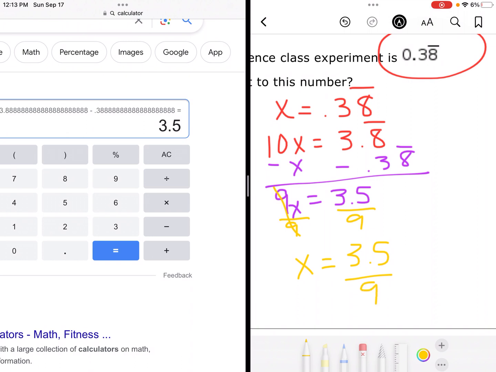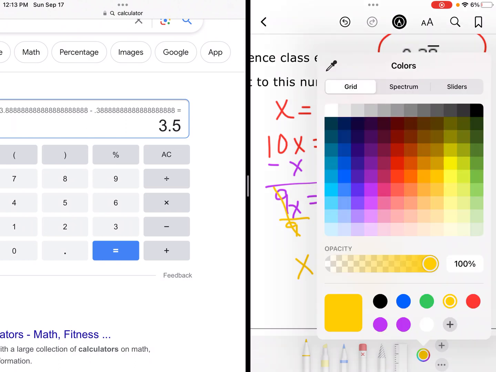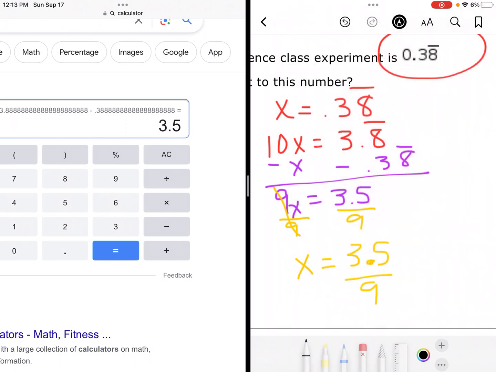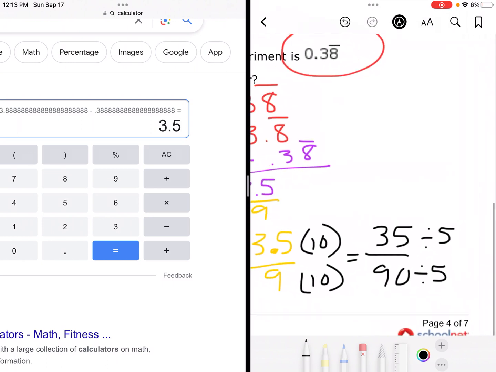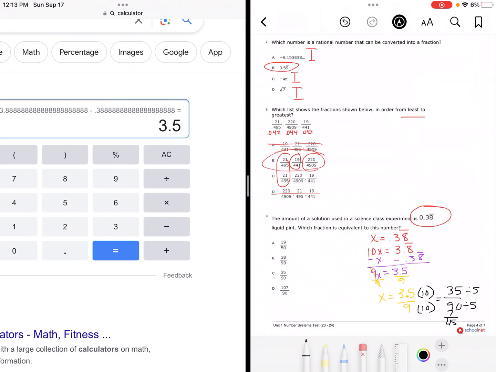Now to change this back into a fraction, I can't have this decimal point here. So I'm going to have to multiply each of them by 10 to move that decimal point over. So I get 35 over 90. And then, what's 7 over 45? Oh, they didn't want us to reduce it. They kept it. 35 over 90.